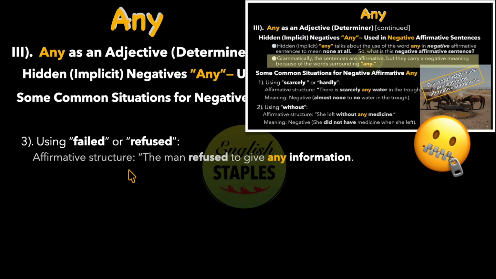The affirmative structure, the man refused to give any information. The word that surrounds any, that gives that negative tone, is refused. His mouth is zipped tight. Meaning of this structure is negative. He gave no information.